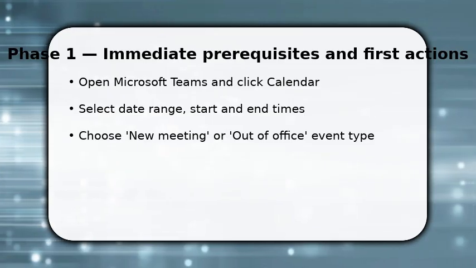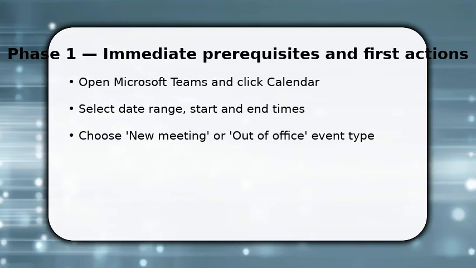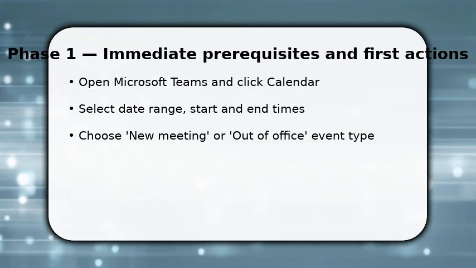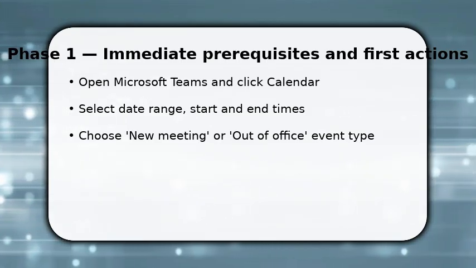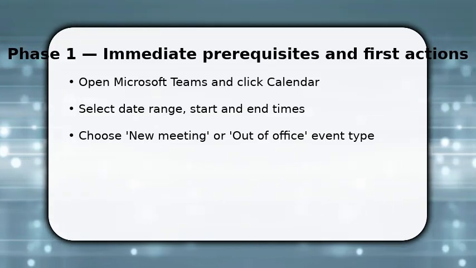Once done, pick the event type. Use out of office for blocked time so others see you're absent. Add a clear title like Annual Leave and include any essential notes for your team. Make sure your team's account and calendar sync with Outlook to reflect changes everywhere.